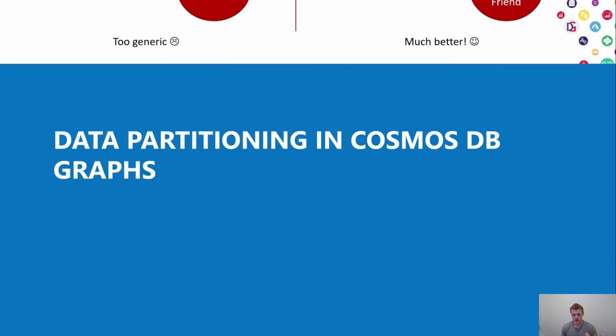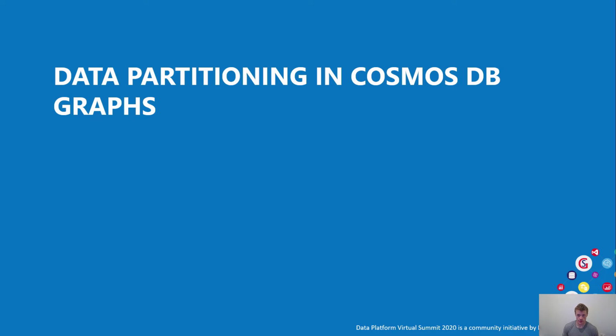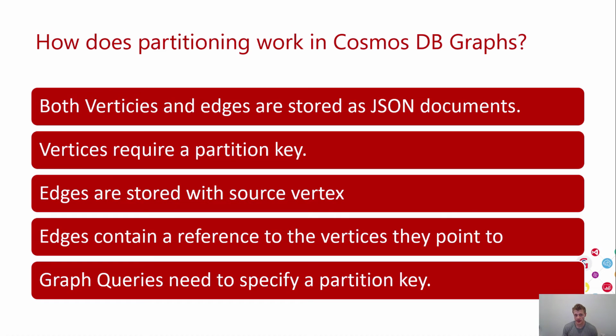Right, now let's move on to data partitioning in Cosmos DB graphs, and let's discuss how partitioning actually works when it comes to using graph databases inside of Azure Cosmos DB. Both our vertices and edges will be stored as JSON documents. Vertices require a partition key, and this key will determine in which partition the vertex will be stored through a simple hashing algorithm. The partition key property is named when we create a new container, and I'll show you how easy that is to set up when we go through our demo.